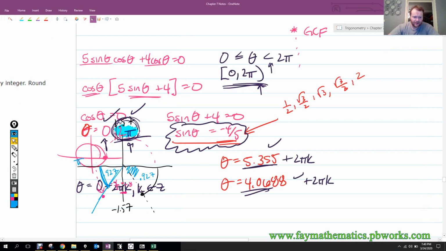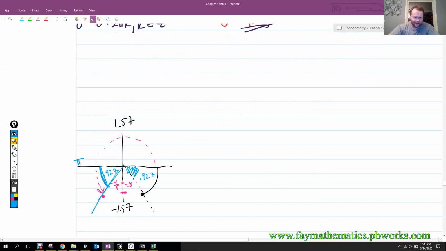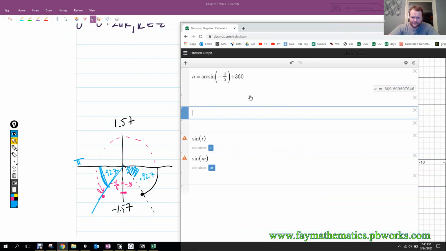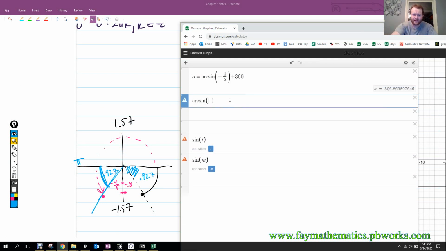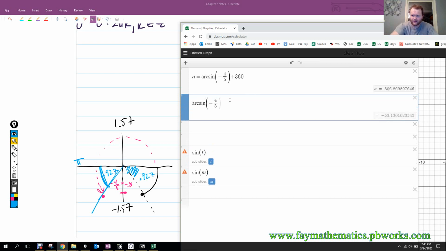This second angle here, remember this was negative, was it 53 degrees? So let me see here, arc sine negative 4/5. So negative 53 degrees. So if I make that positive 53 degrees, but now instead of adding pi, I'm going to add 180, and there's the 233. So from here up to there would be 233 degrees.